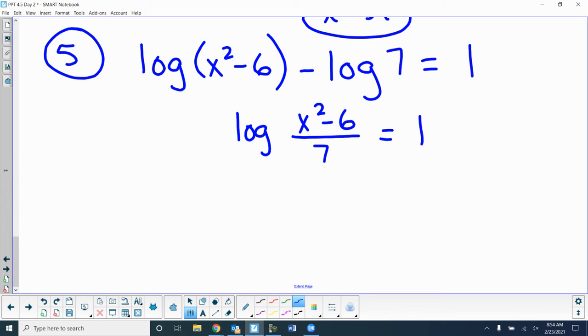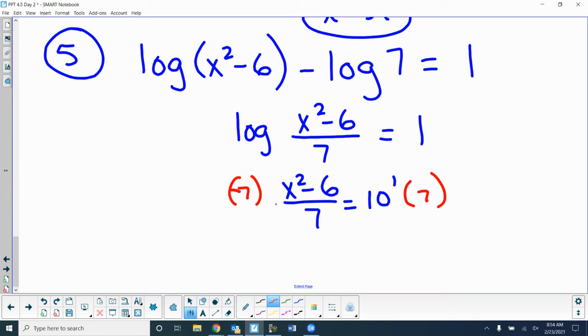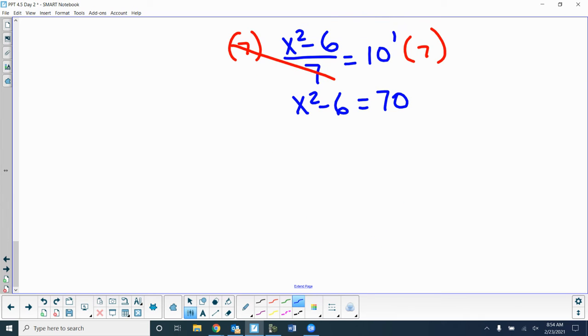What's the base of this log? 10, right? So this number, x squared minus 6 over 7, equals 10 to this power, 10 to the first. Okay? So what do I do first to solve that? Right, multiply both sides by 7. And those cancel. So I have x squared minus 6 on the left and 70 on the right. Plus 6.